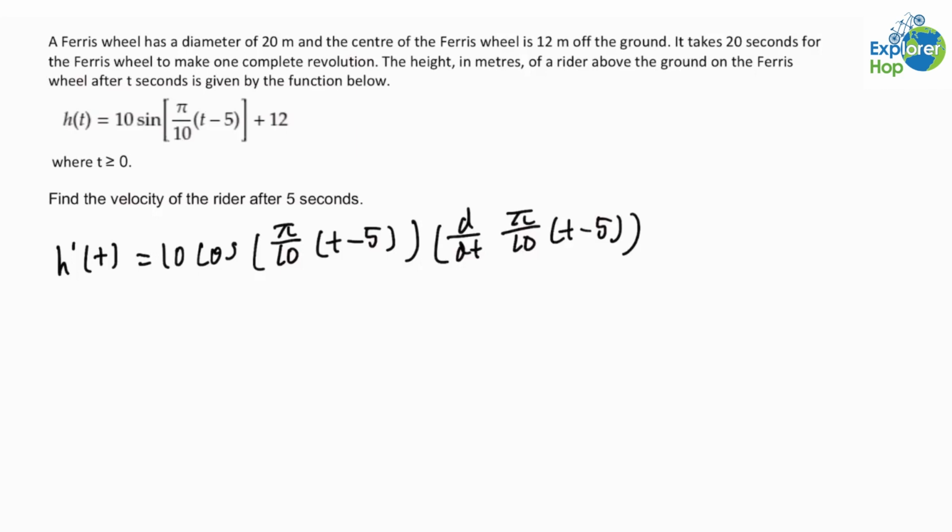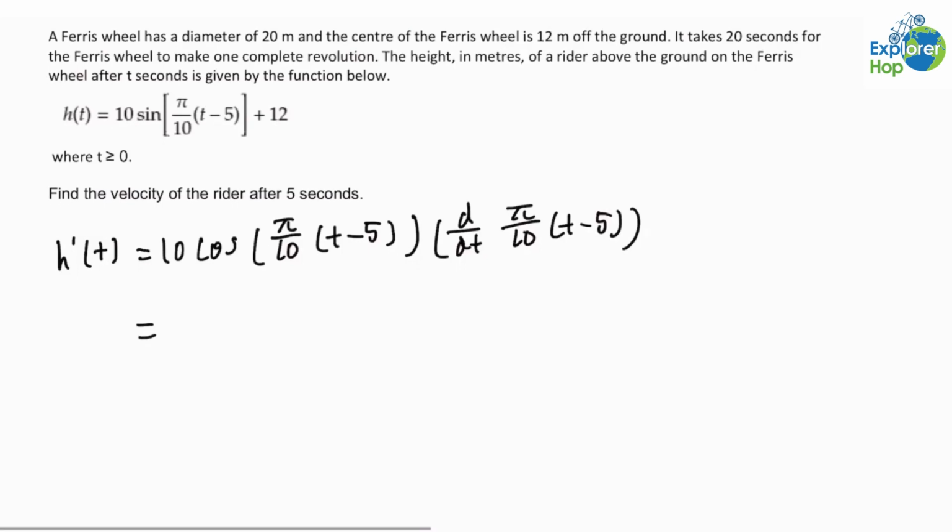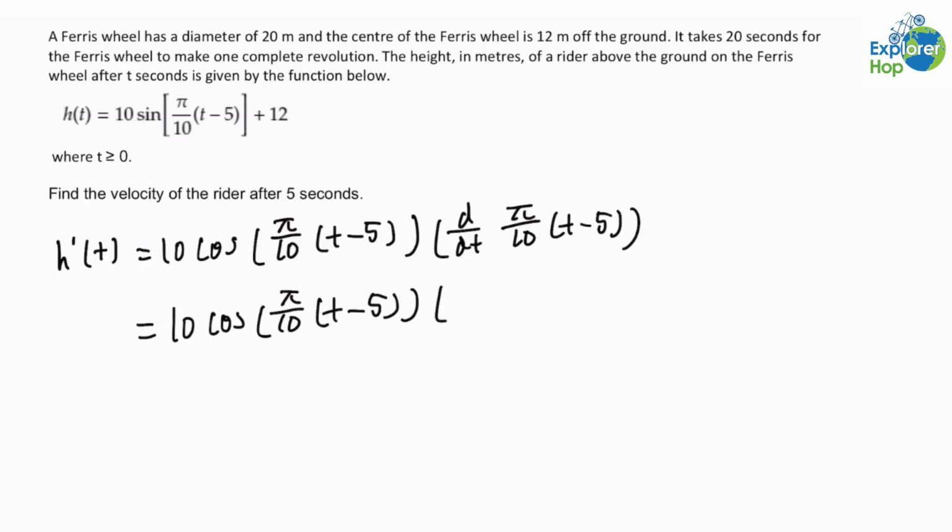And the derivative of pi over 10 times t minus 5 with respect to t is just pi over 10. So we get that this is equal to 10 times cosine of pi over 10 times t minus 5, times pi over 10, which is equal to pi times cosine of pi over 10 times t minus 5.